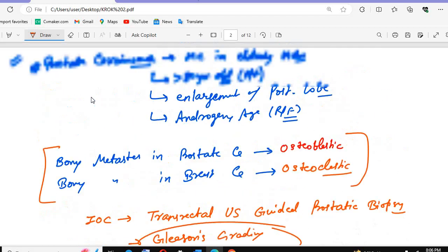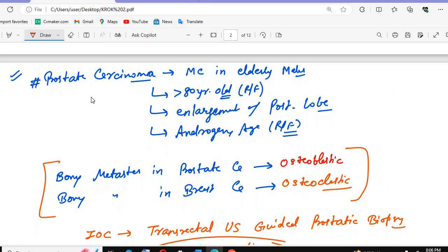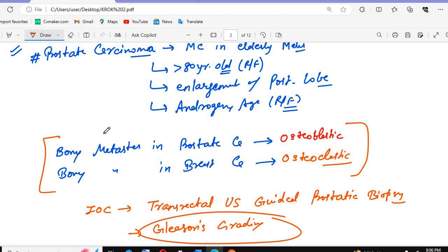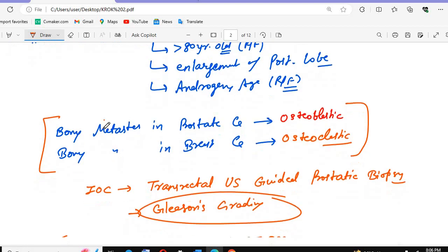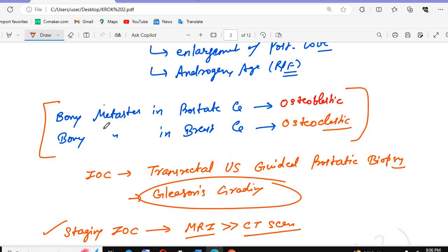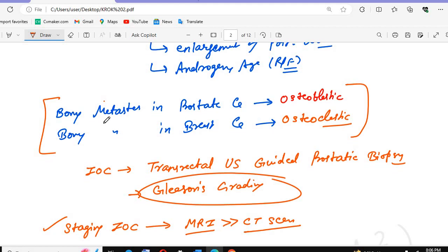Is that clear? Prostate carcinoma is most common in elderly males, more than 80, and androgens give more chances of prostate carcinoma. Bony metastasis in prostate carcinoma is osteoblastic. Bony metastasis in breast carcinoma is osteoclastic. For the investigation of choice, we see the transrectal ultrasound guided prostatic biopsy, and Gleason's grading is also seen in prostatic carcinoma. For the staging investigation of choice, remember MRI is used.